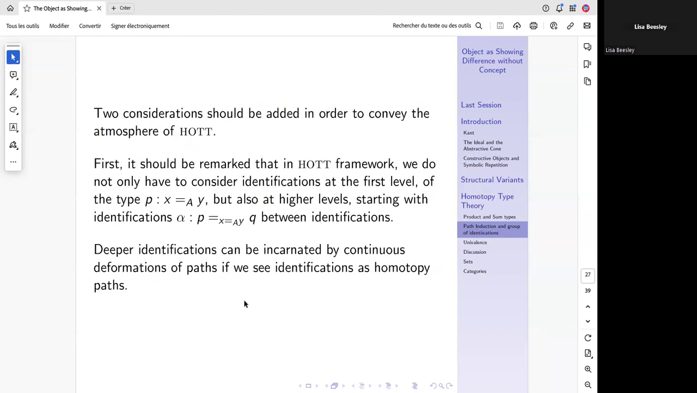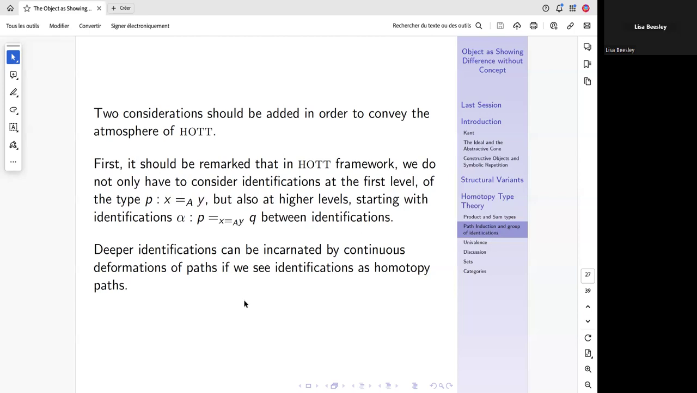So to convey more of the atmosphere of HoTT, I could add two considerations. The first one is that in HoTT, we don't have only identifications at the first level, of the type P identifies X and Y in type A, but we also have identifications at higher levels. For example, we can consider two identifications P and Q of X and Y, and we can have an identification of these two identifications in the higher type Eq_{Id_A(X,Y)}.